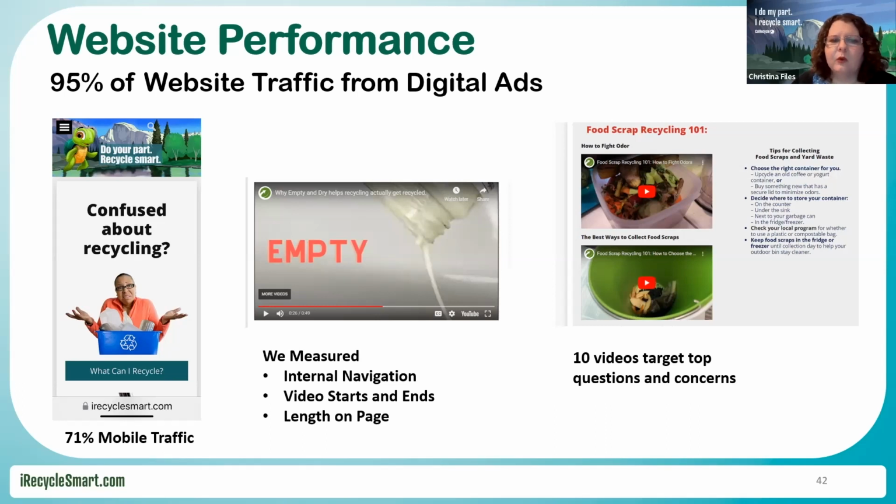And then just a couple things that we measure on our website. We're looking at what types of pages people are clicking through, how long they stay on a page, and how long they are watching the videos that we post. Especially around food scrap recycling, we posted several videos addressing specific concerns that people had. So things like odor, what kind of bin do I need, things like that. We also did some on why contamination is an issue, what happens to things that are contaminated, how it impacts recycling. So we have 10 videos that are targeting those top concerns in addition to our PSA ads.